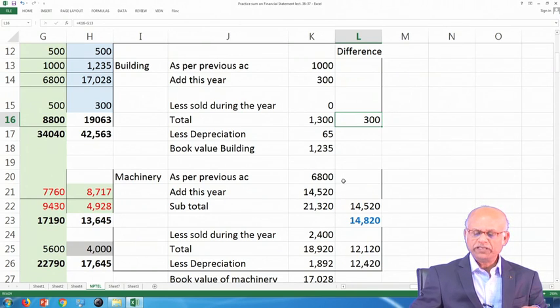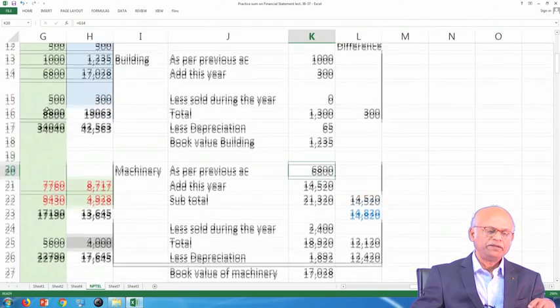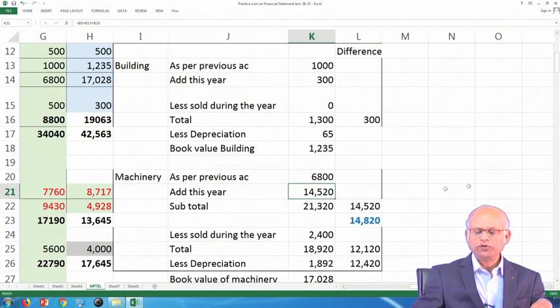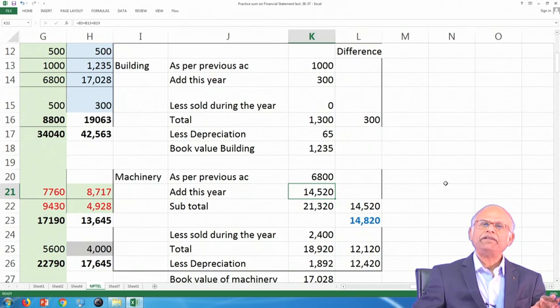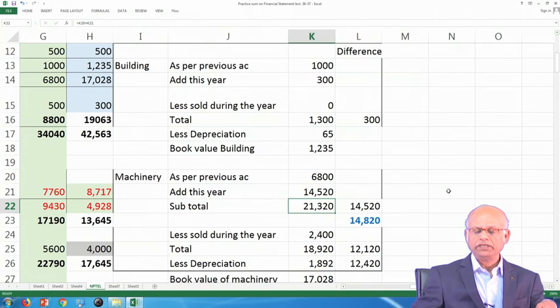So, let us see about machinery, it will be more clear. As per the previous account, machinery was 6800, which is there in the balance sheet here. Then we purchased 14,520 rupees worth of fixed assets during the year: machinery of 12,000, then 2,500 rupees worth of truck, then something for 300, then 20 rupees for telephone. Everything together is 14,520. So, the subtotal is 21,320. So, this is the balance at the end of the year. The previous year's balance was 6,800, which is right here.